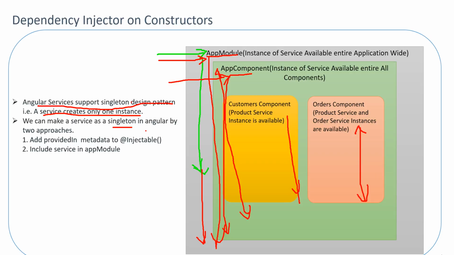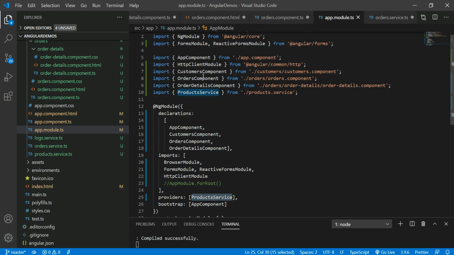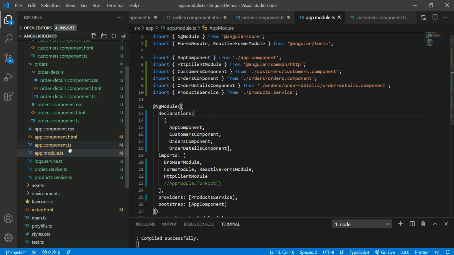If you are providing the service in the app.module.ts file, right now I am giving the product service into the app.module.ts file. So I can say this is the app's product service. If you want to use the product service in my entire application, there is no need to write this product service into the providers section. By using the providedIn metadata in Injectable, I will explain how to do that.